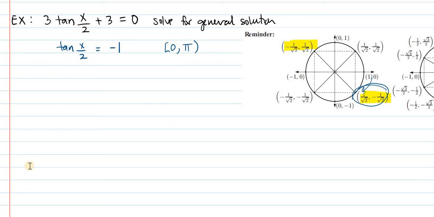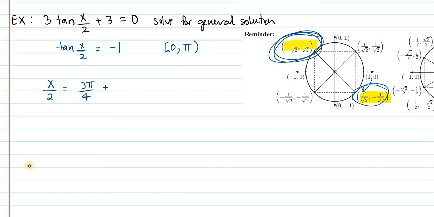Oops, sorry. Circled the wrong one. This one, which is 3 pi over 4. Okay, so we use our inverse operations. We have x over 2 equals 3 pi over 4.